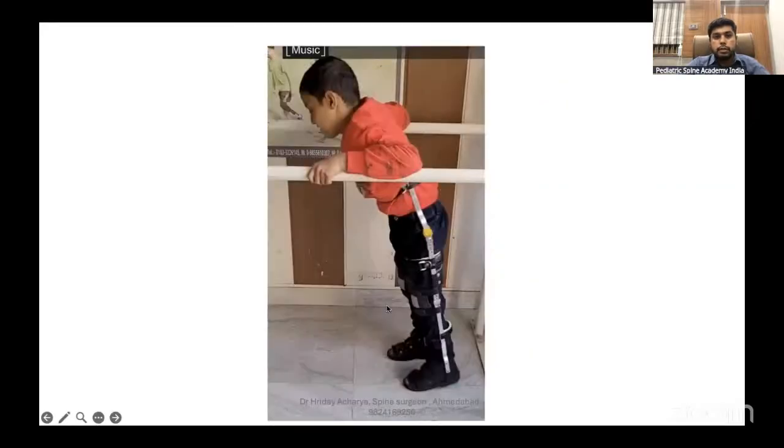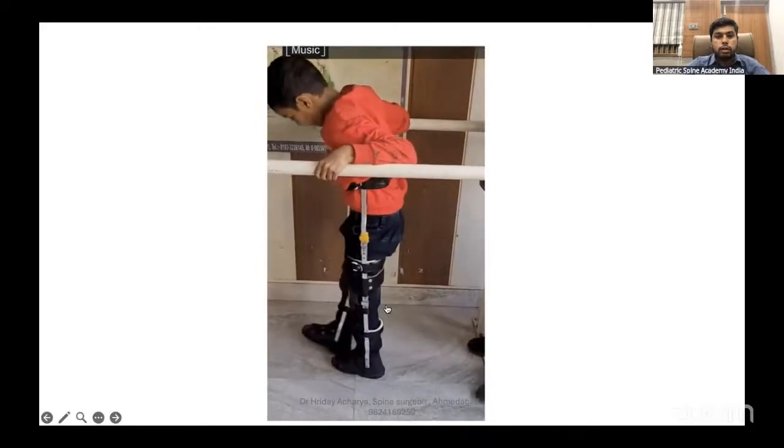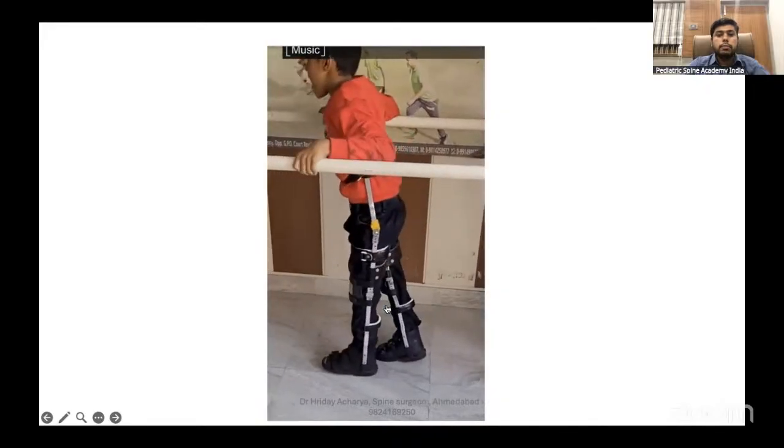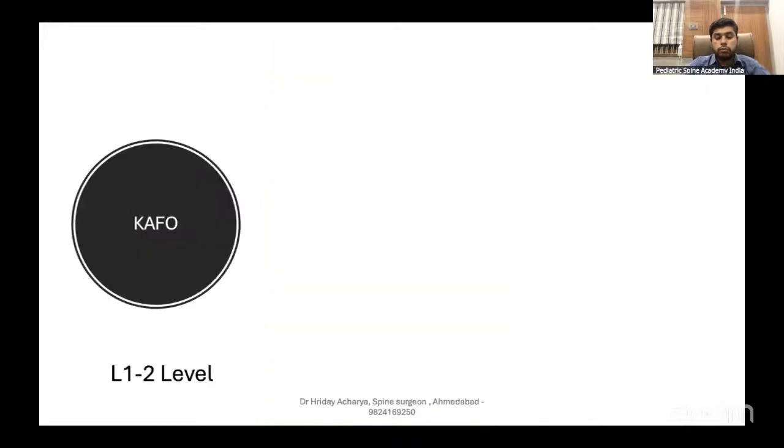This is a kid with a hip, knee orthosis. We can see him walking. He's just moving his entire body and is able to walk with that hip, knee, ankle, foot orthosis.